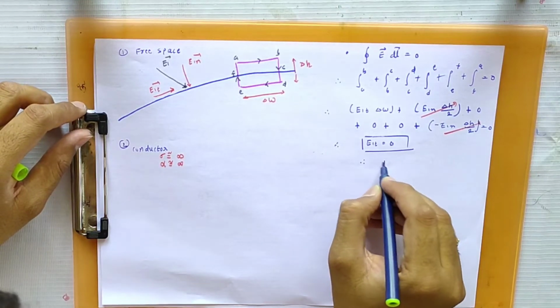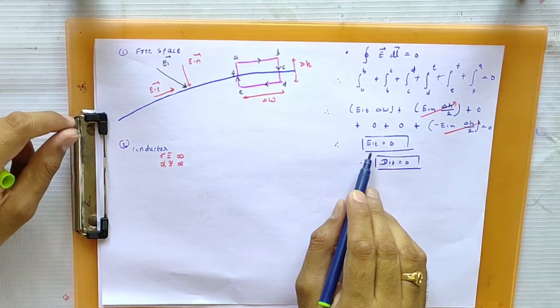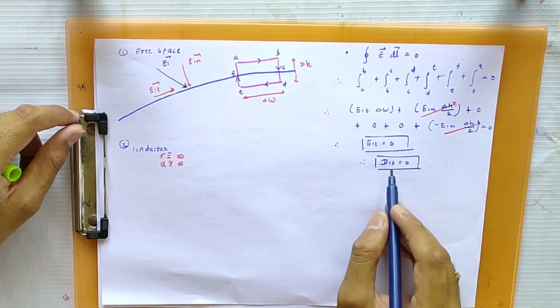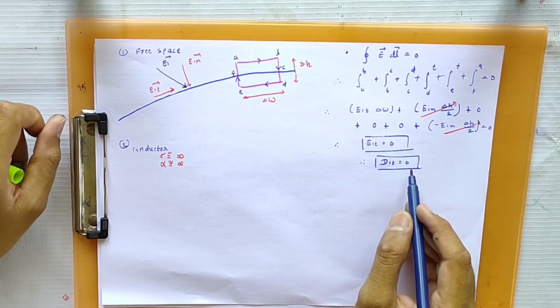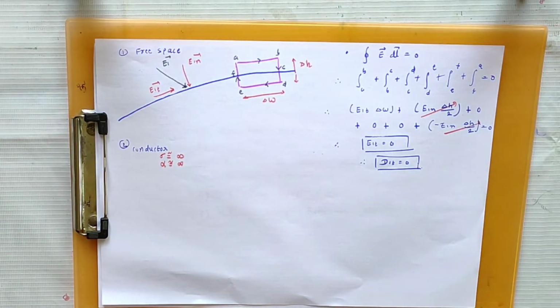That is why D1t is also 0. So the tangential component for electric field intensity is 0, and the tangential component for electric flux density is also 0, because D is equal to epsilon E. So it's a relationship between the tangential components.